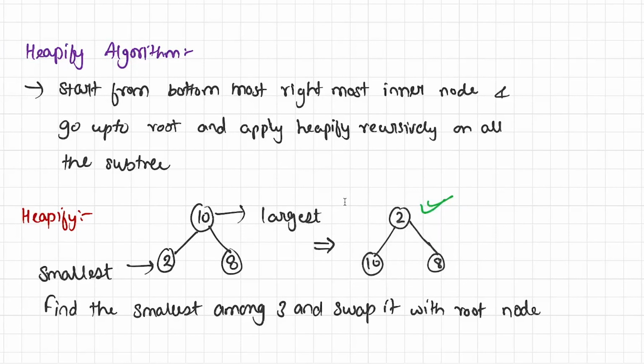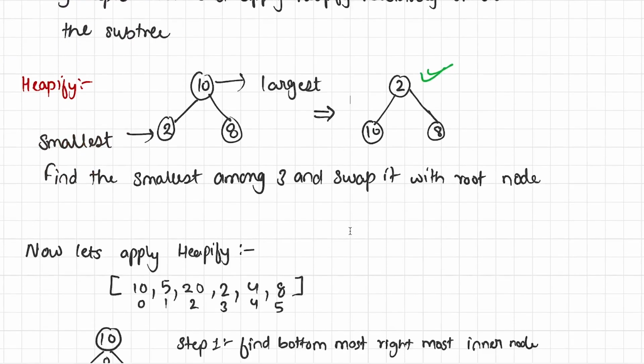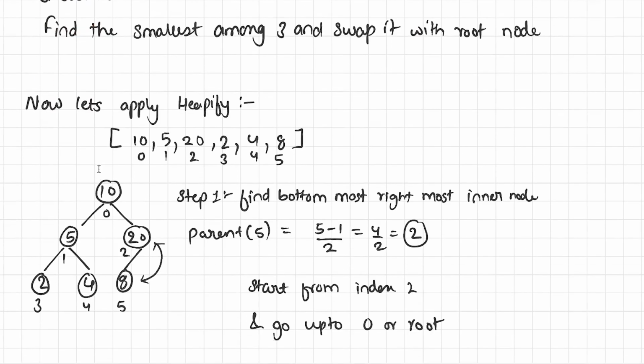And you can see that this minimum heap satisfies all the properties of minimum heap because the root element is the smallest among all the elements. So this is how Heapify works. Now let's apply the Heapify on this array and try to convert this array into minimum heap.